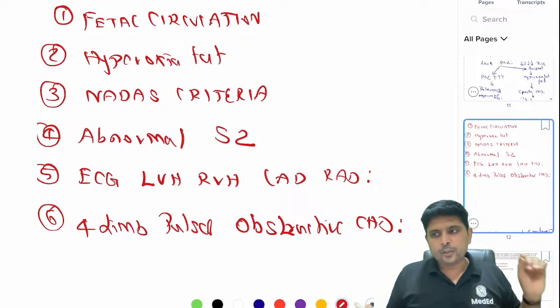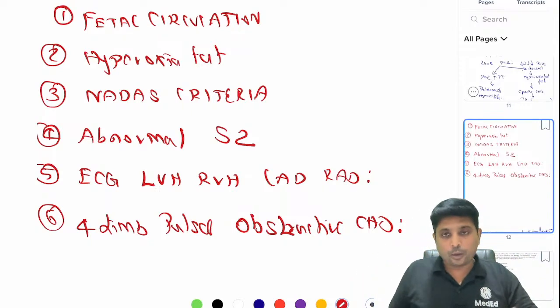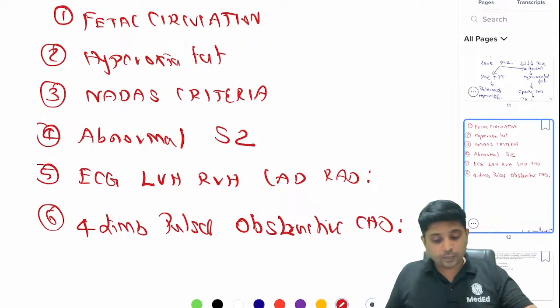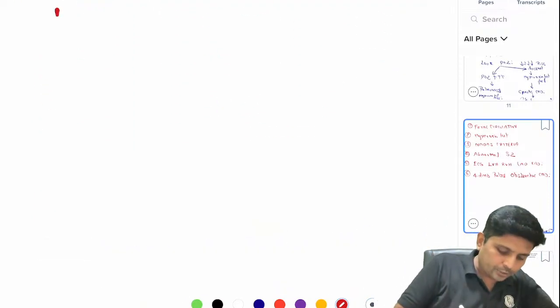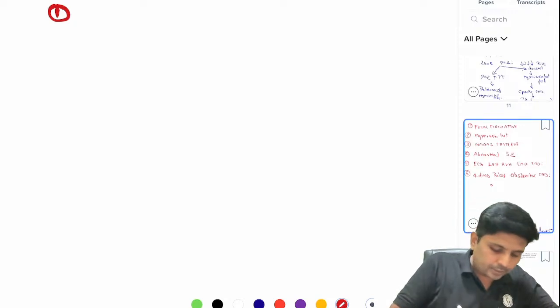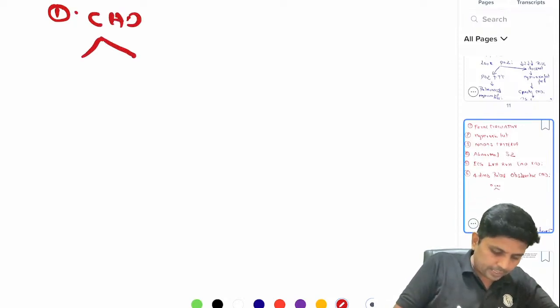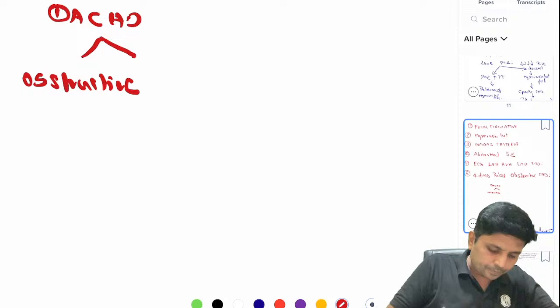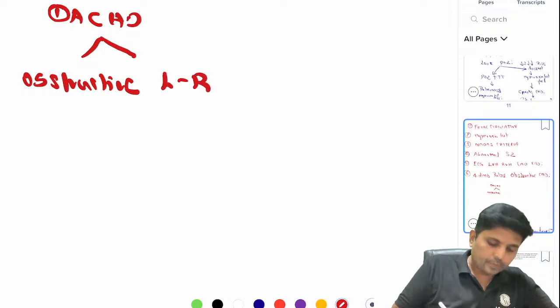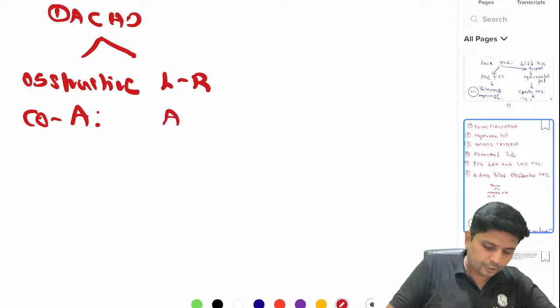Right? Okay. So what are all the things I taught you? Congenital heart disease: acyanotic congenital heart disease is one, with obstructive, like coarctation of aorta, and left to right shunt, like ASD, VSD.